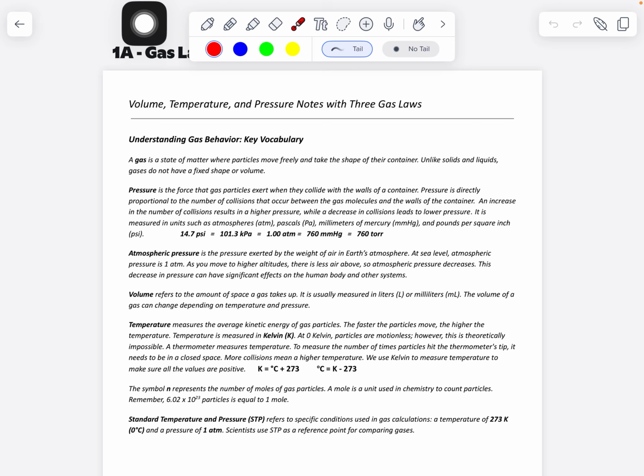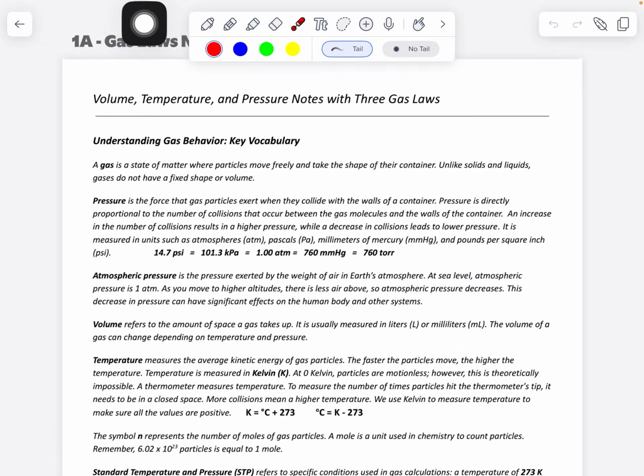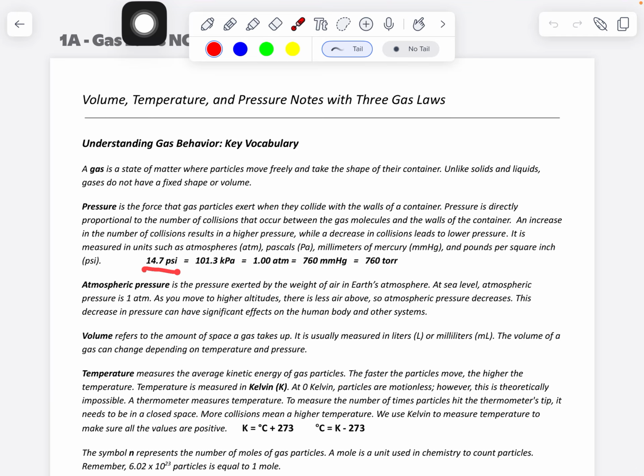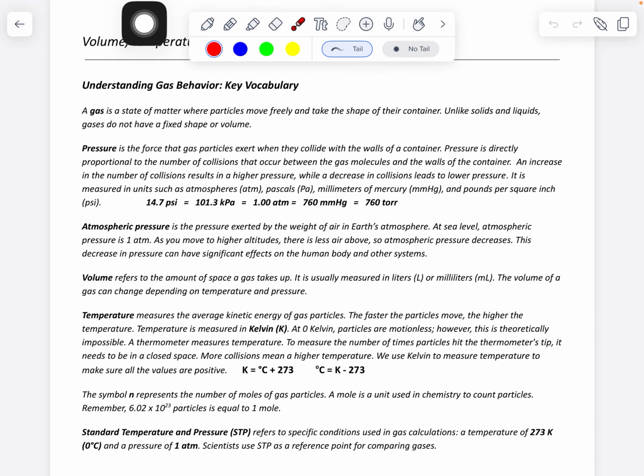Pressure is the force that gas particles exert when they collide with the walls of a container. Pressure is directly proportional to the number of collisions that occur between the gas molecules and the walls of the container. An increase in the number of collisions results in a higher pressure, while a decrease in collisions leads to lower pressure. It is measured in units such as atmospheres, pascals, millimeters of mercury, and pounds per square inch. And down here you can see all of the different conversions. We will be practicing these conversions later today.